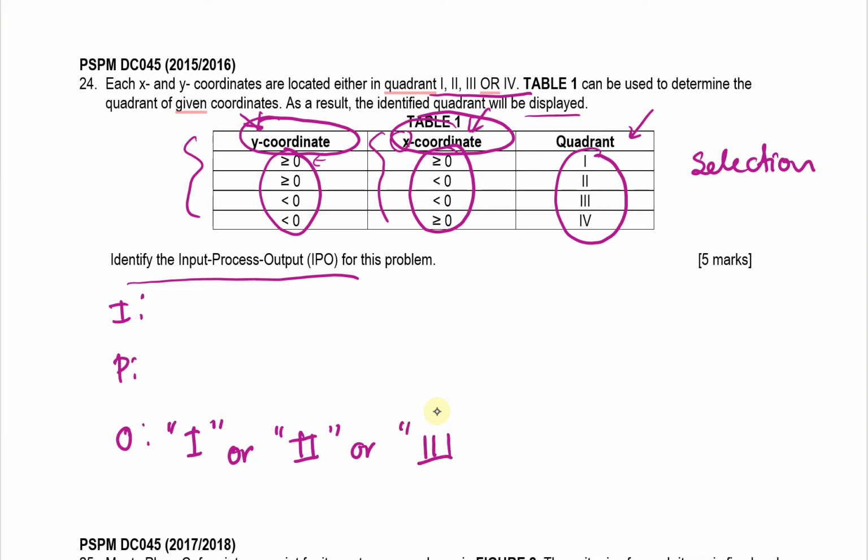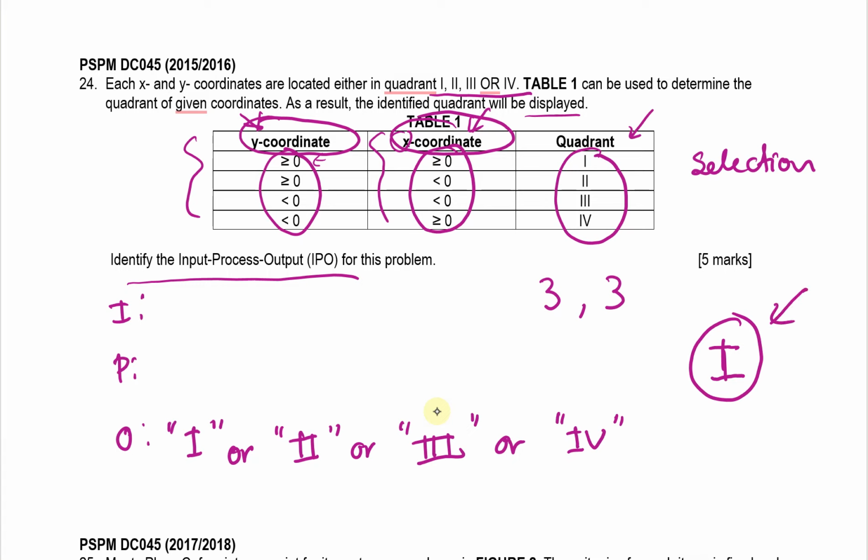You have to put in double quote, because this question doesn't involve any calculation. Let's say your y coordinate is 3 and your x coordinate is 3 also, it will display I in Roman. It does not involve any calculation, so it just wants you to display the quadrant that is I Roman.